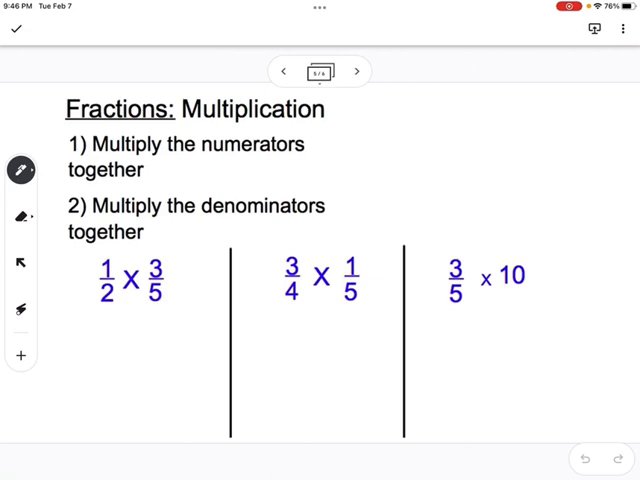Okay, now we want to look at multiplication of fractions. So with multiplying fractions, we need to multiply the numerators together and multiply the denominators together, and that is our answer. So the first one, we have 1/2 times 3 over 5. So multiplying the numerators is 1 times 3, we get 3. Multiplying the denominators is 2 times 5, and that's 10. So we get an answer of 3 over 10.